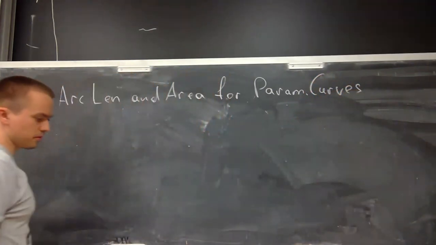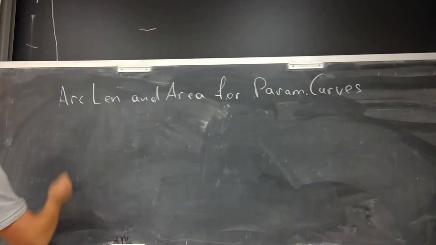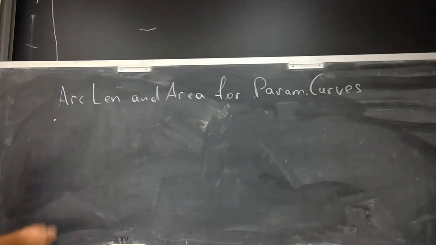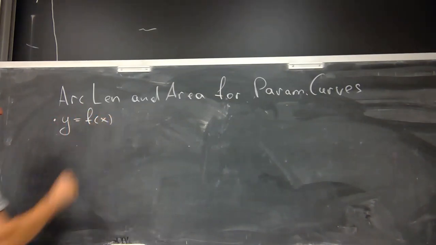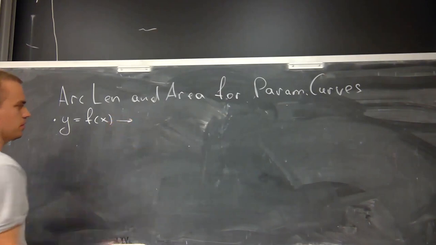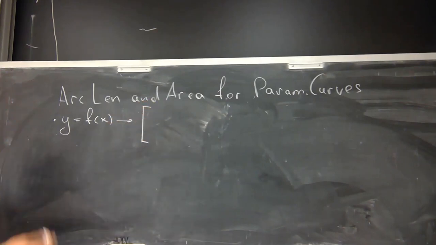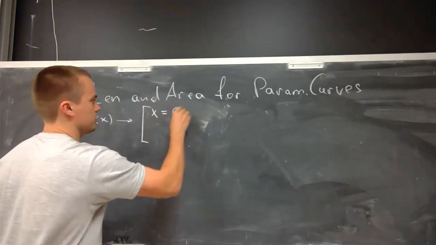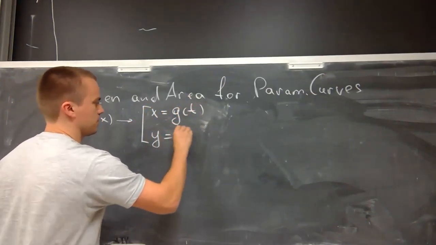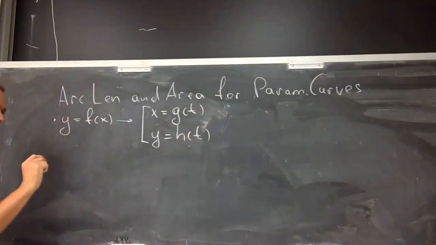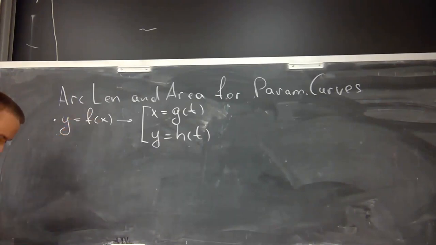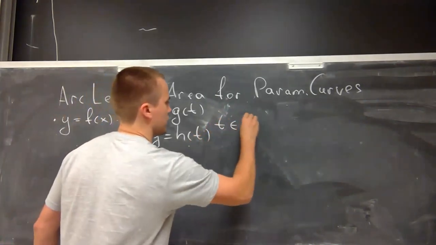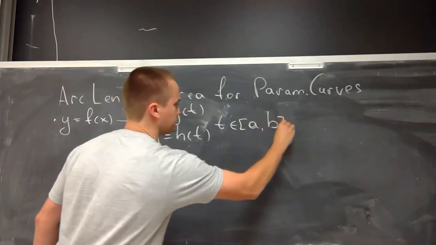So let's remind ourselves what is a parametric curve. Before, we studied Cartesian curves in calculus 1 and 2, in the form y equals f of x. But we can translate this curve to be a parametric one. Being parametric means that I can write my x in terms of g of t and my y in terms of some function h of t. And for parametric, you always need to specify the domain for t. So here t changes from some value a to b.